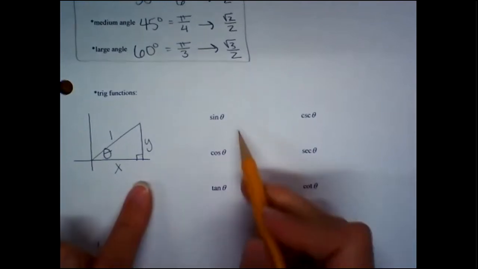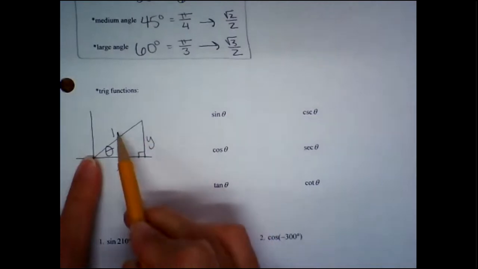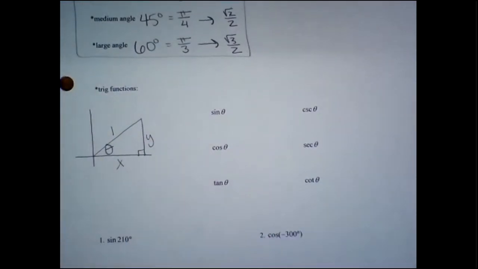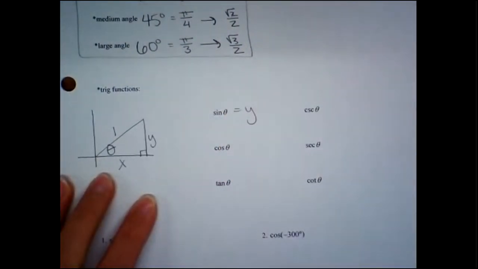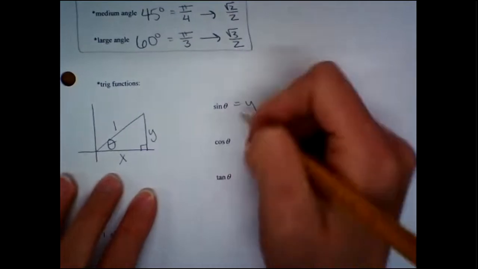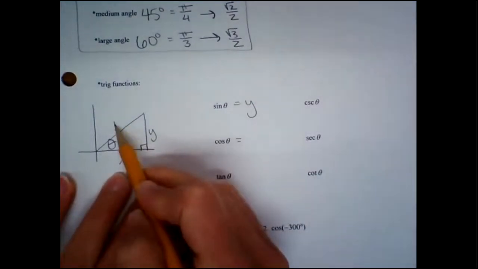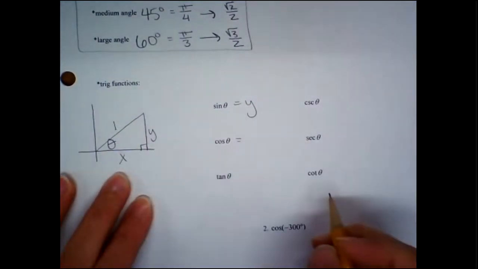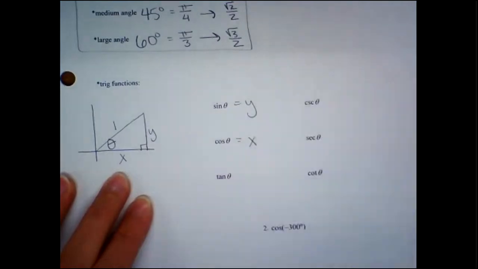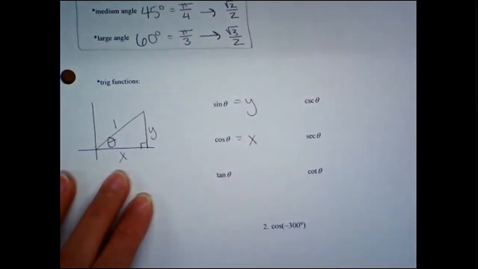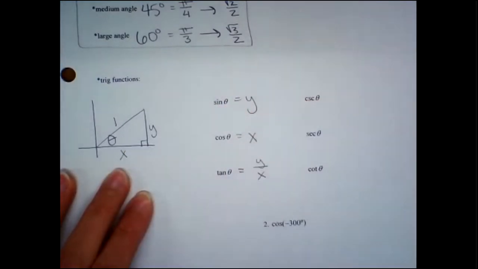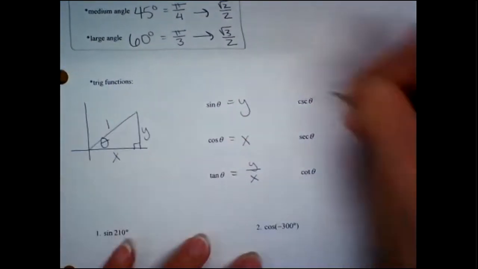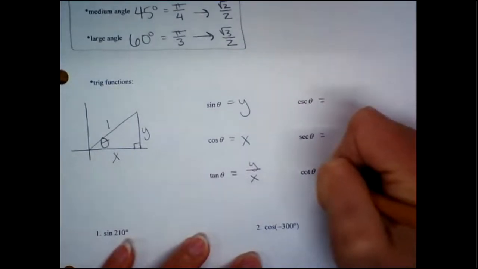All right, now sine is opposite over hypotenuse. That would be Y over 1, which is just Y. Good. Sine is the Y value. Cosine is adjacent over hypotenuse. That would be X over 1, which is just X. Tangent is opposite over adjacent, so Y over X. Now, for these ones, you're just going to flip them.